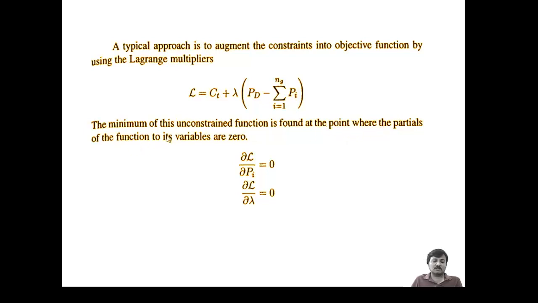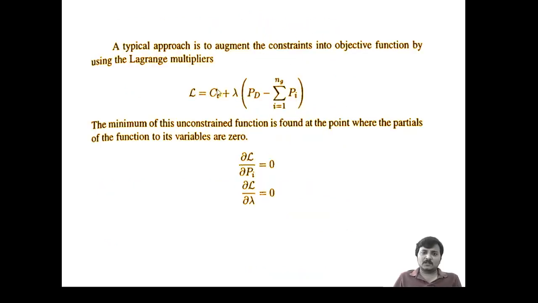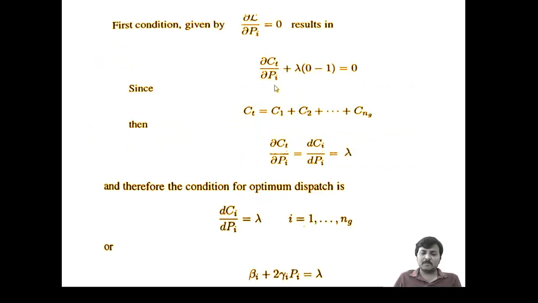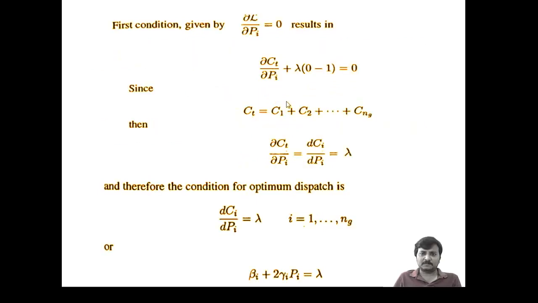point where the partial derivatives of the function with respect to its variables are equal to 0. So dou L by dou Pi is equal to 0. One of the variables is Pi, and another variable is lambda. When you equate these to 0, you will get a minimum or maximum of the function. The first condition, given by dou L by dou Pi equal to 0, results in dou Ct by dou Pi plus lambda times (0 minus 1) equal to 0, and the other condition gives its value as 1.